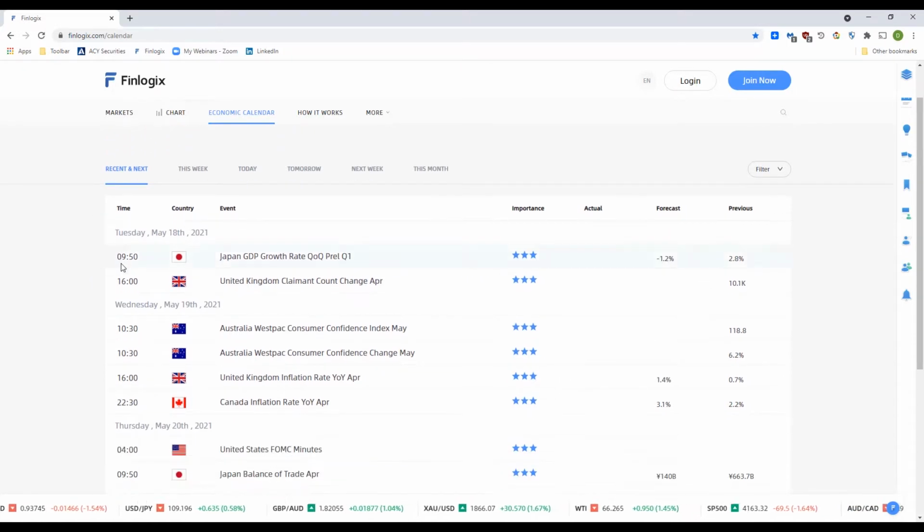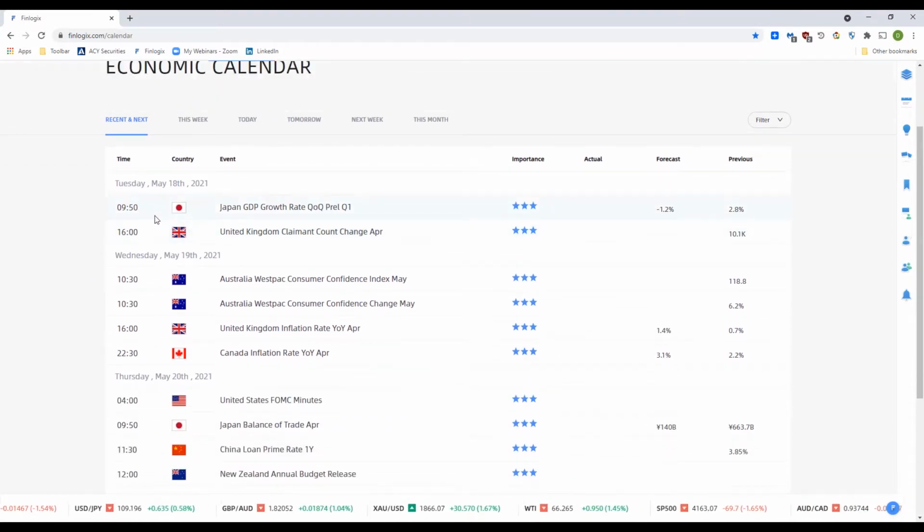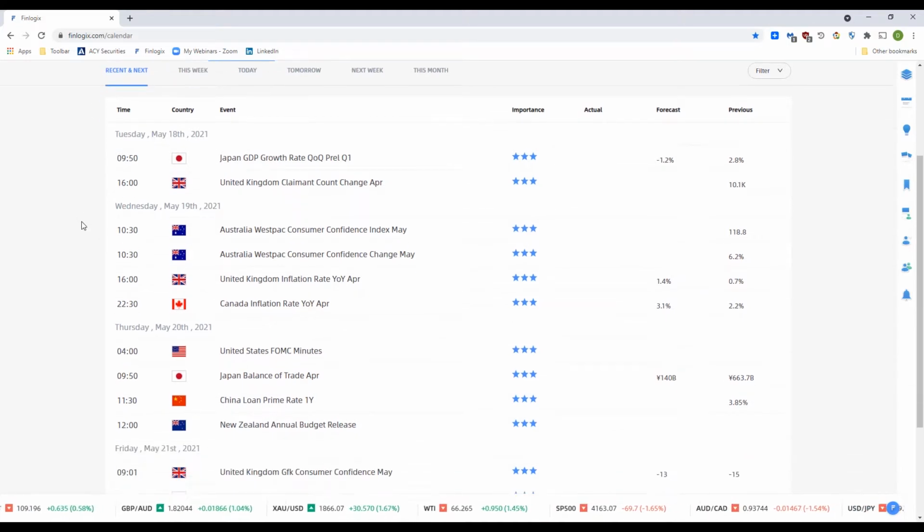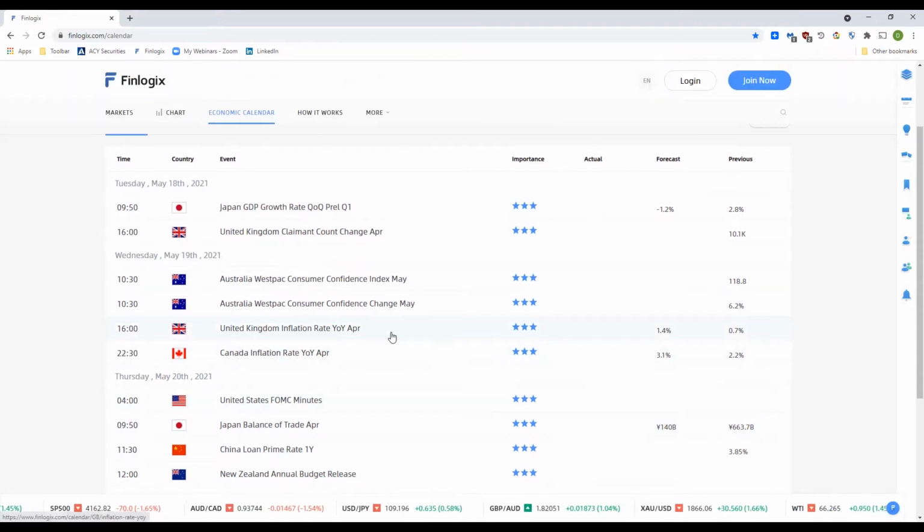So for Tuesday, I don't see anything that would impact the New Zealand dollar. But looking into Thursday, 4 o'clock in the morning, we've got the United States FOMC meeting minutes coming out. That would potentially impact the New Zealand dollar to the US dollar, and also the New Zealand annual budget coming out at midday my time on Thursday. So just be aware of those two items that could affect the New Zealand to the US dollar if you're trading that pair. Okay, let's move into the charts.